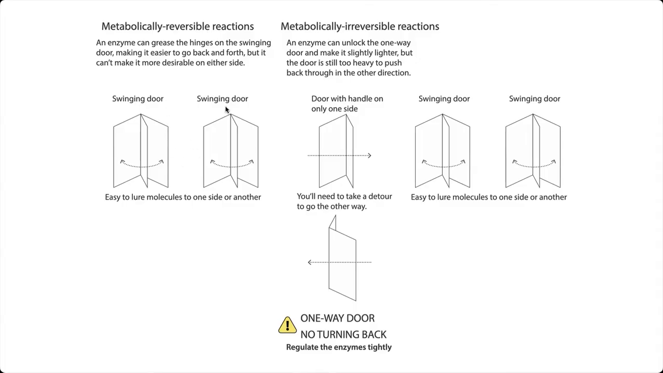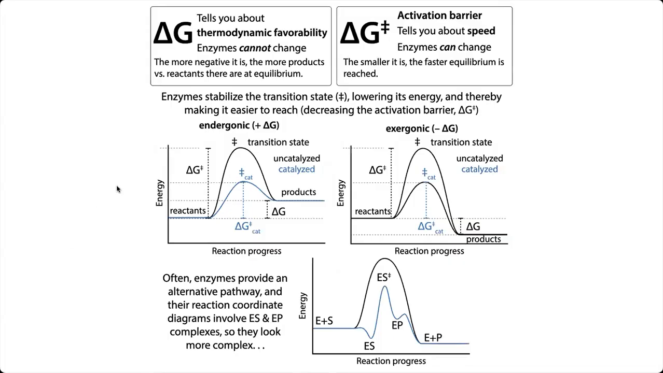So enzymes can kind of grease the hinges on the swinging doors, making it easier to go back and forth, but they can't control which way you want to go. And so that is going to be related to the thermodynamics. That's going to be related to your Q versus your KEQ. And your KEQ is related to your delta G naught, your inherent favorability. And you can control the Q, but you can't control that KEQ. You can't control the delta G naught. The enzyme can only change the activation barrier. It can't change the overall delta G. It can't change the overall delta G naught.